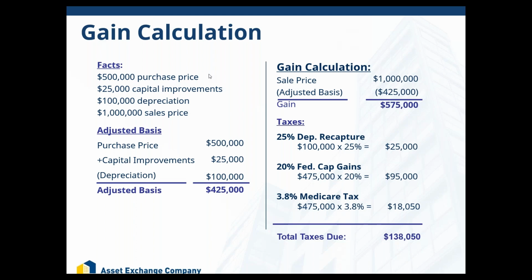$475,000. Now, let's just say we're going to be at the highest capital gains tax rate of 20%. All right, so we'll take the $475,000, multiply it times the 20% capital gains tax rate. That's going to give us a tax of $95,000.